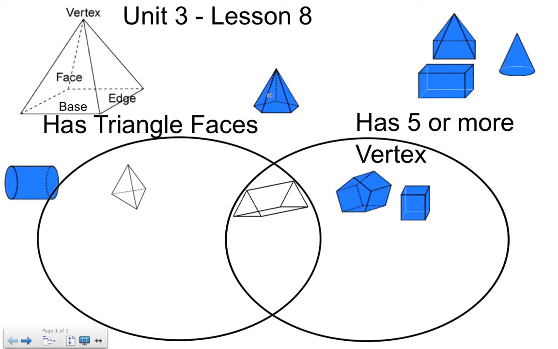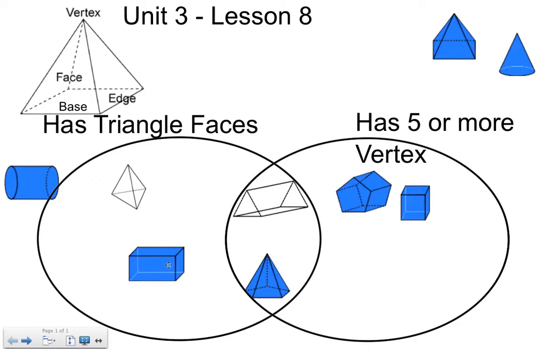So look at this shape here. It looks like a pentagonal pyramid. Pyramid because it goes up to 1 vertex at the point, like an Egyptian pyramid. It definitely does have triangle faces. I can see them all over. But let's see if it has 5 or more vertexes. 1, 2, 3, 4, 5, 6. It does have 5 or more. That will go in the middle.